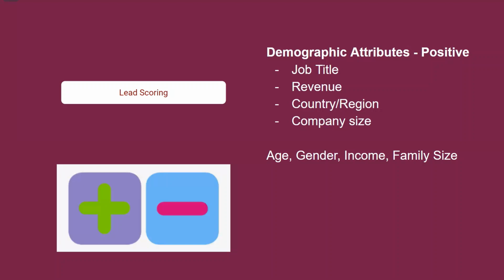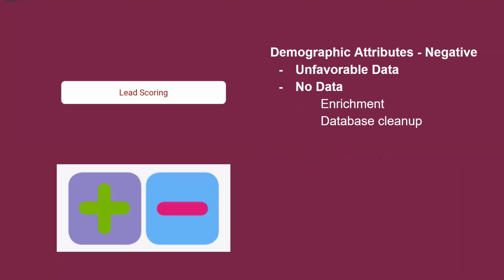In the case of some products, age, gender, income, and family size matter, most of the time in B2C. These are also quite important demographic attributes, but that depends on your product, service, or part of the business. For demographic attributes on the negative side, mark unfavorable data negative. For example, I am just dealing with EMEA and APJ.